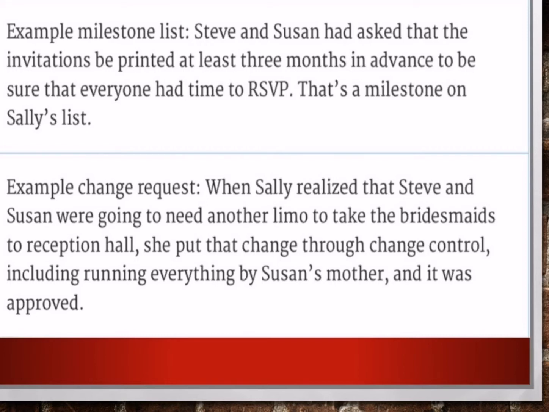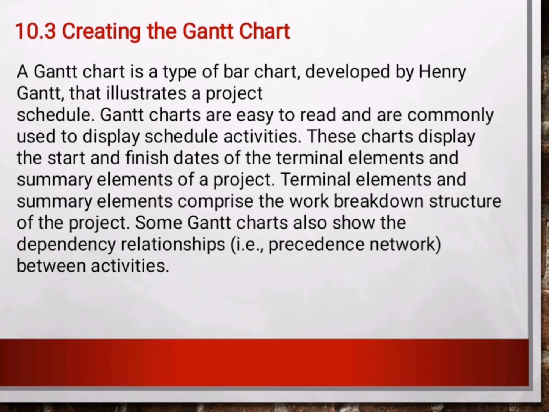Example change request. When Sally realized that Steve and Susan were going to need another limo to take the bridesmaids to the reception hall, she put the change through change control, including running everything by Susan's mother, and it was approved.